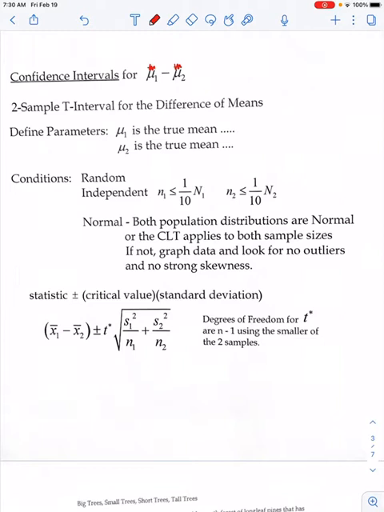Statistic is going to be x bar sub 1 minus x bar sub 2 plus or minus t star, and then the standard deviation. So these should be for a confidence interval. This is going to be S sub 1 squared, not sigma.